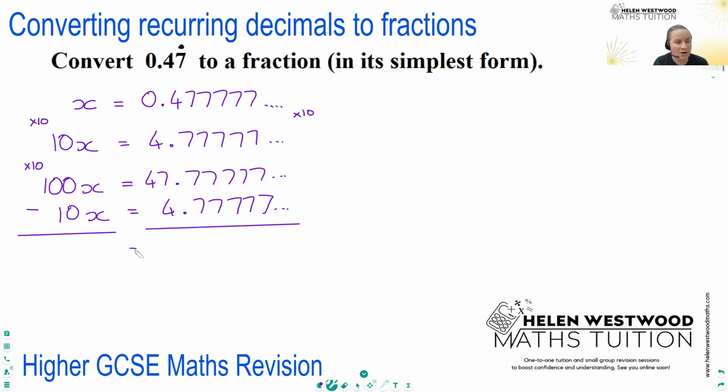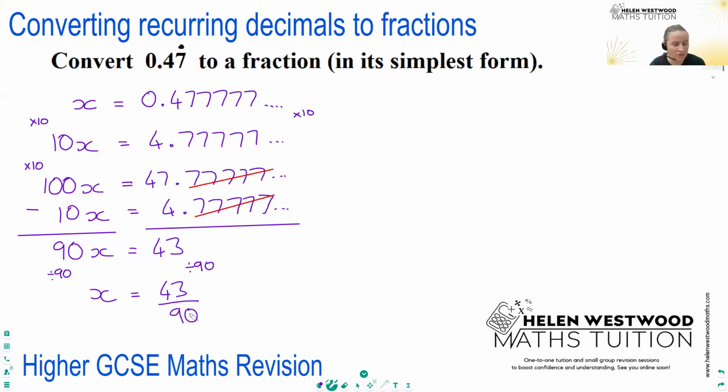Okay, so when we do our 100x take away 10x on our left-hand side, that gives us 90x. And then we can see that the recurring 7 is going to cancel out there. And we're left with the equivalent of 47 take away 4, which gives us 43. So we know that 90x is equal to 43. Now, because we want to work out what x is, we want to write x as a fraction. Just like when we're solving an equation, we can think about dividing both sides by 90. So x would be equal to 43 over 90.